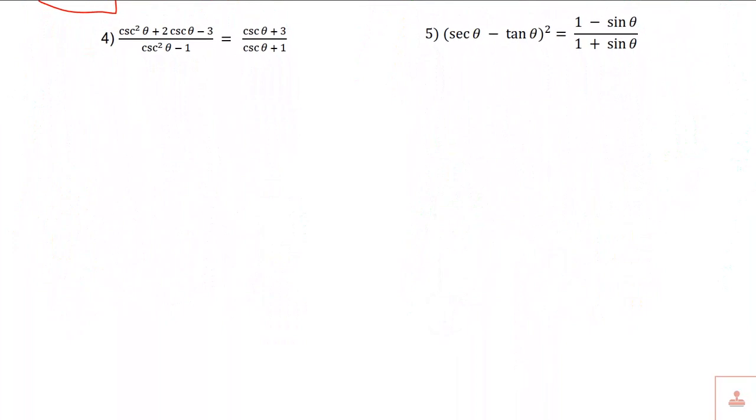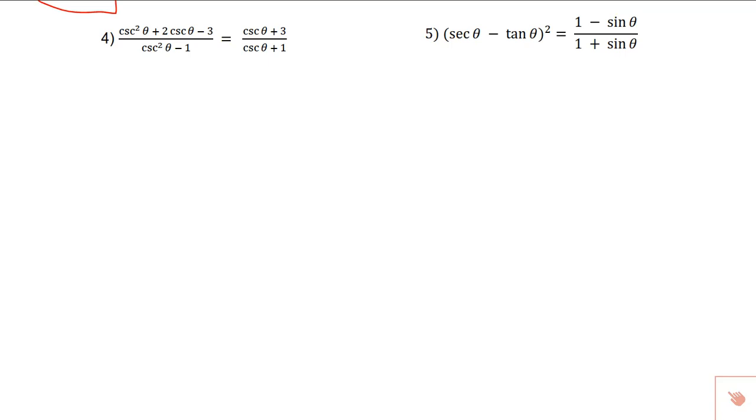Let's move on to some others. Thus far, we haven't needed to do algebra in the beginning. These next two will show you how you will have some situations where algebra is done. That was step 2. But let's go through the steps. Step 1, start with the side that is more complicated. Obviously, that's the left side. Step 2, do algebra as much as you can to simplify.